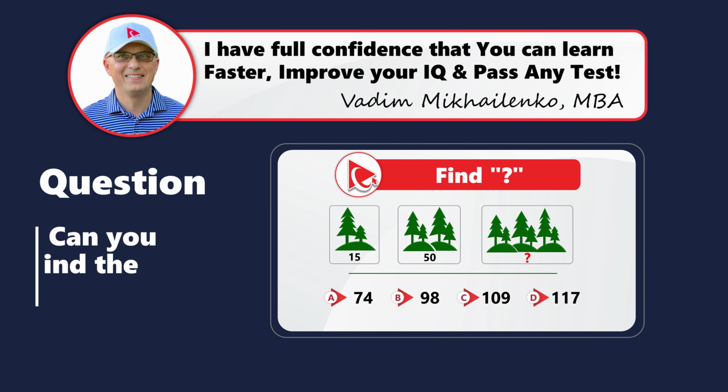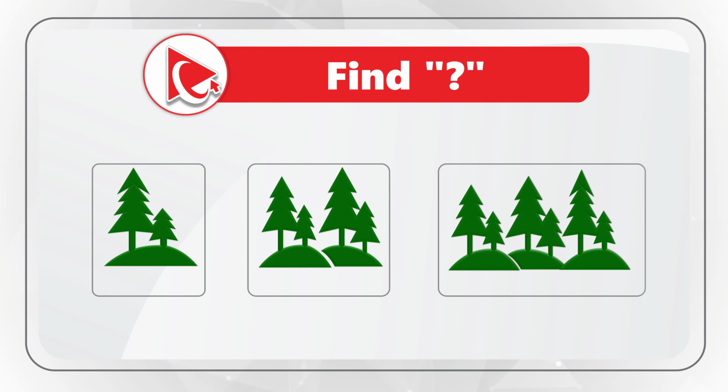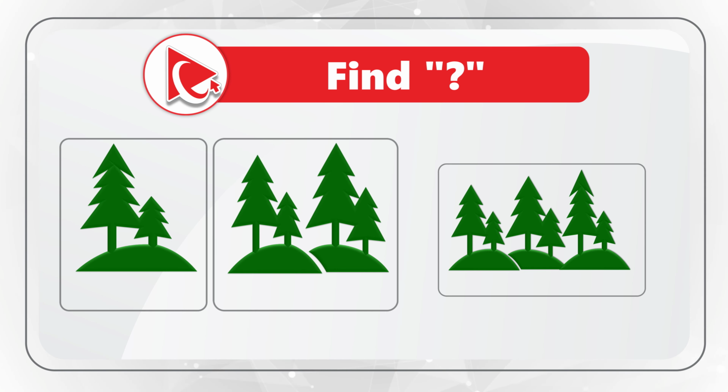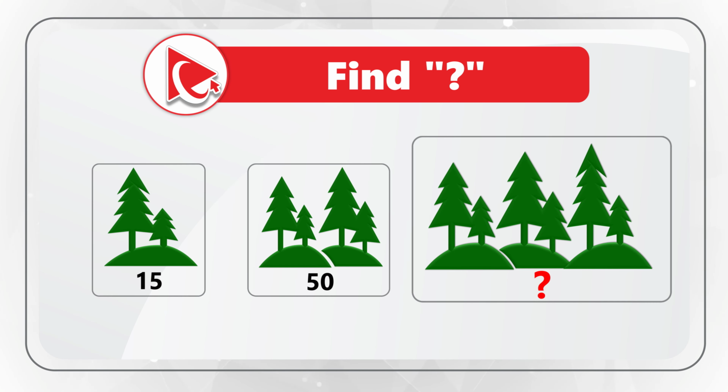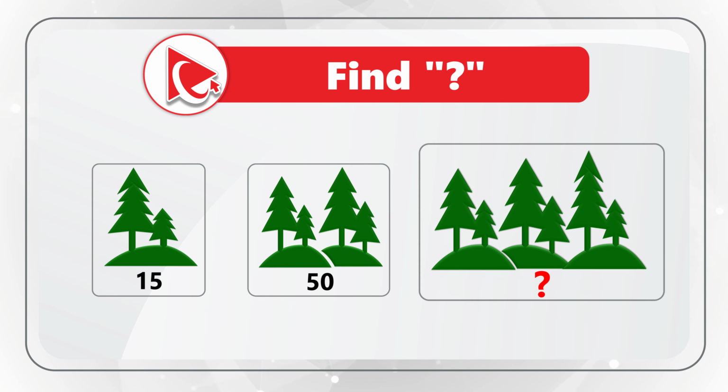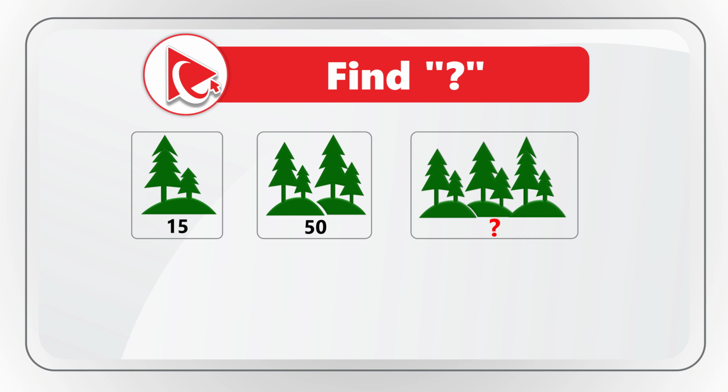Here's a tricky problem which you might find challenging to solve. You're presented with 3 images, and you need to find the missing number. All 3 images have berms and evergreen trees on top of the berms. The first 2 images have numbers 15 and 50 at the bottom, and the third image is missing the number and instead has a question mark, which you need to calculate and select out of 4 possible choices.